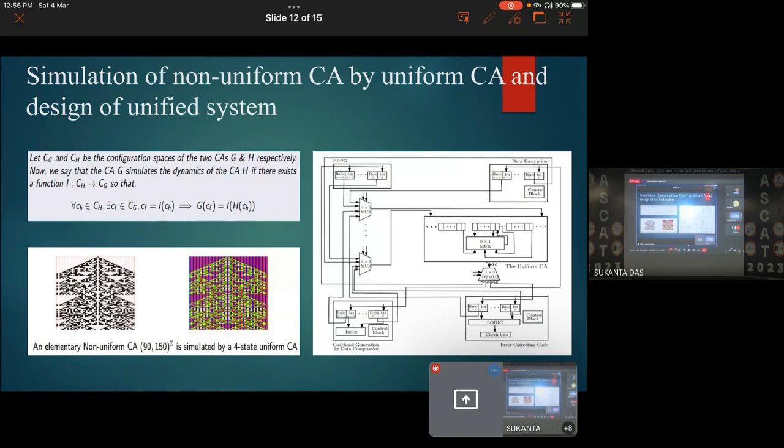This non-uniform CA can be constructed by any combination of the rules 90 and 150, and by applying this theory we can have this application that is shown on the right side of this figure. This is the unified system. Previously, with non-uniform CAs, we could have 4 different applications: PRPG, data encryption, data compression, and error correcting code. Now we can have only one uniform CA. We do not need to find so many non-uniform CAs, and with this one uniform CA we can perform all the applications.